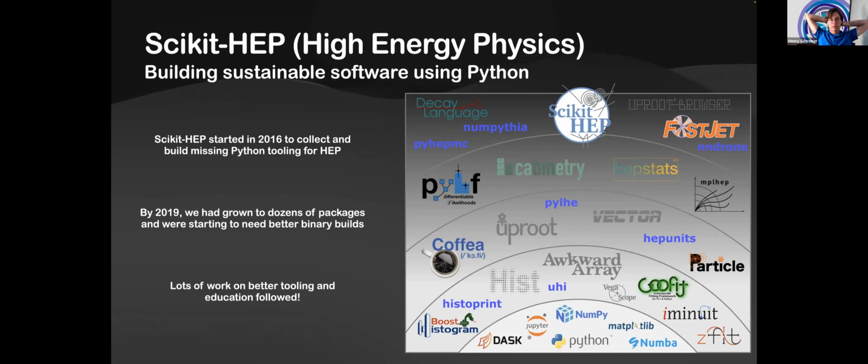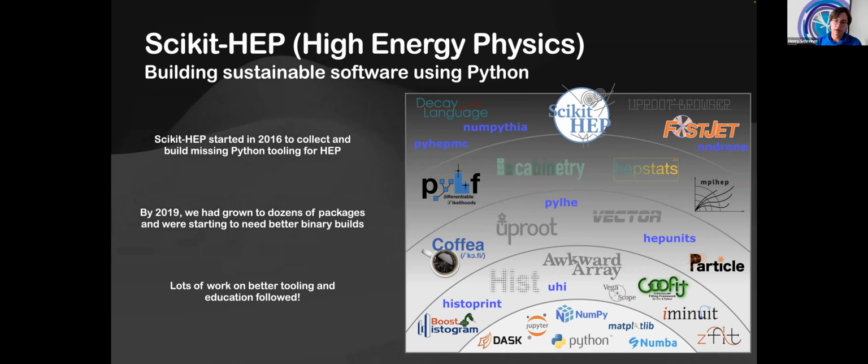I'm part of the Scikit-HEP project, which is focusing on building sustainable software using Python. It's funded by the IRIS-HEP grant and other sources, but it's been around since 2016, and really started collecting a lot of different packages from different areas that were focused toward high energy physics. And by roughly 2018 or 2019, we ended up with dozens of packages. Several of these needed to build things because we were interested in getting good performance. A collection of these packages were compiled.